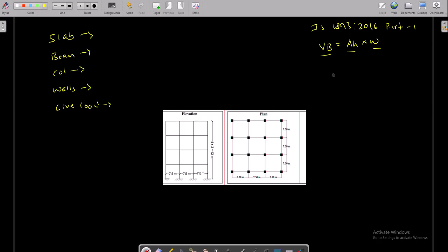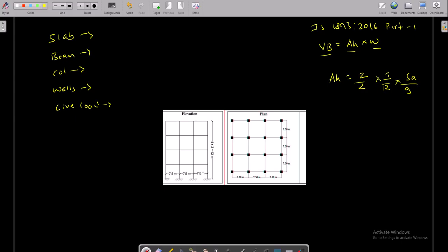AH is nothing but Z by 2 into I by R into Sa by g. Z is the zone factor, in which zone the structure is located, I is the importance factor, R is the response reduction factor, and Sa by g refers to the ground acceleration according to the type of soil below the structure.